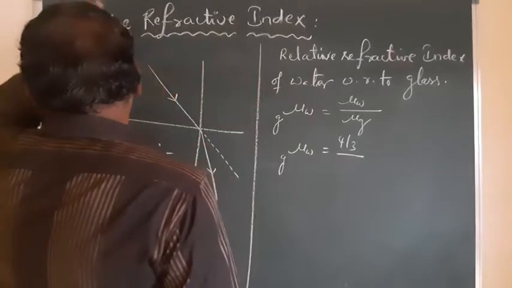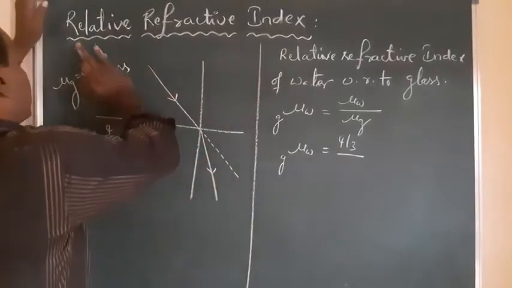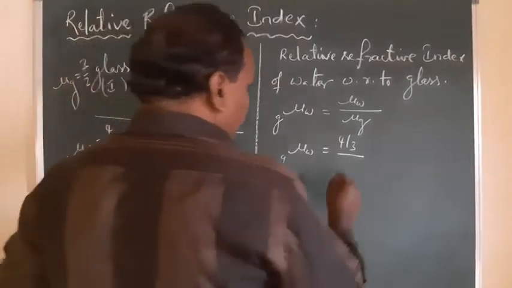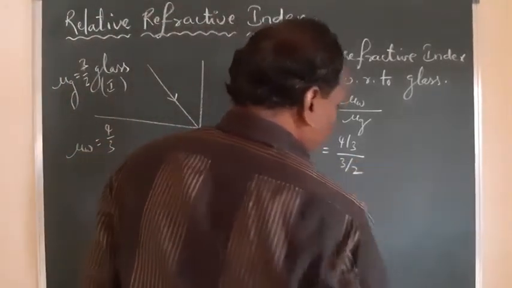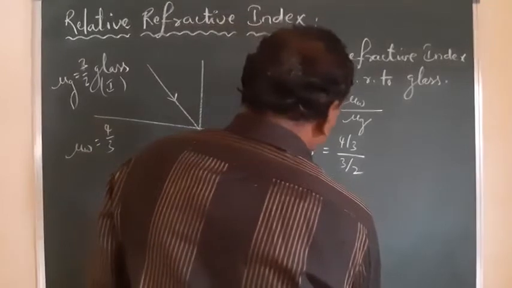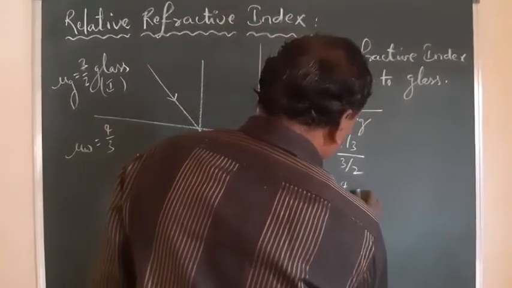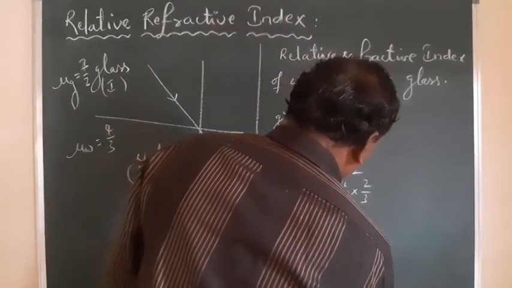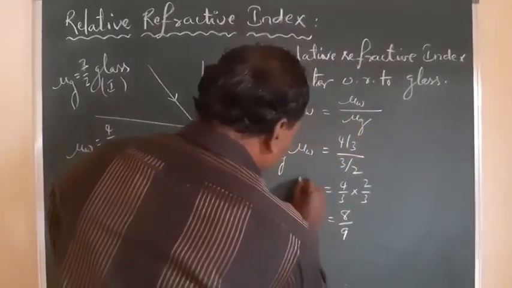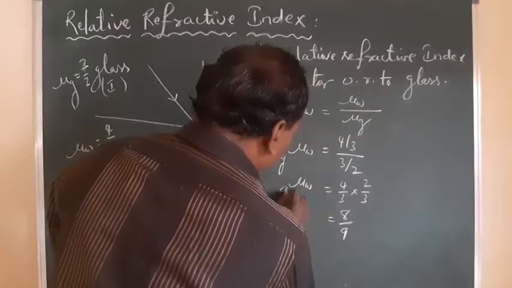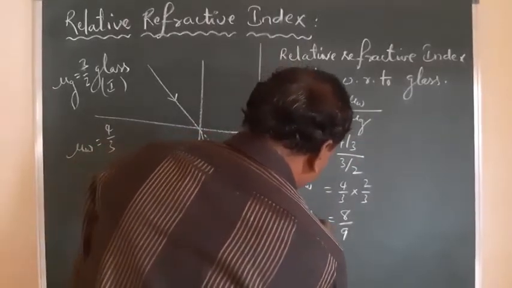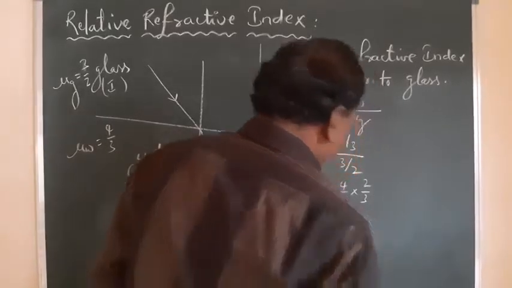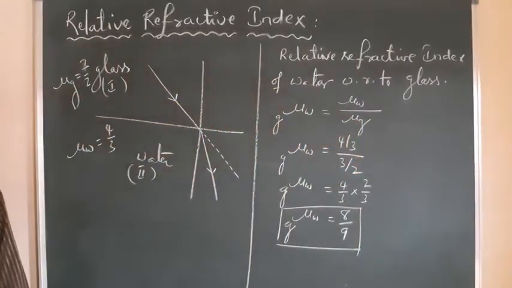Absolute refractive index of glass is not 1/2, it is 3/2. So now you can write this as 3/2. Then what do you get? It is 4/3 into 2/3, which becomes 8/9. So this is what is called the relative refractive index of water with respect to glass. This is the value, 8/9.